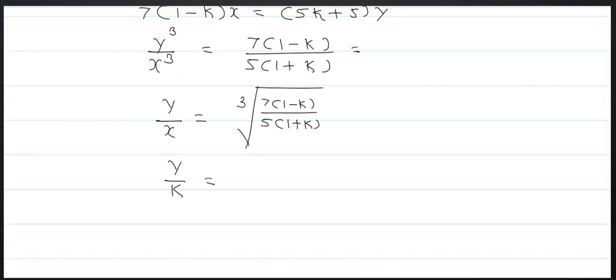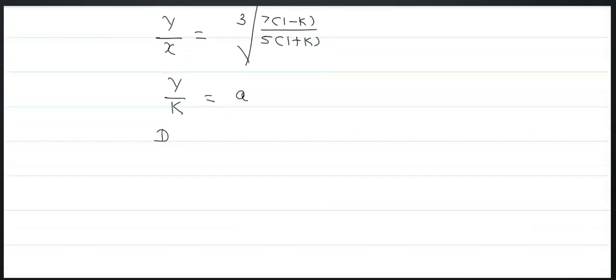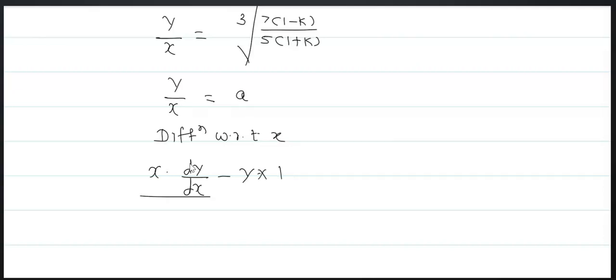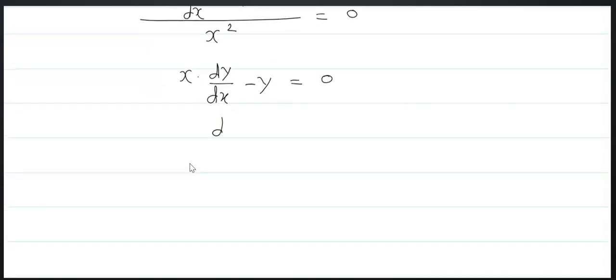Therefore, dy by dx is equal to a, which is another constant. Dy by dx, by mistake I wrote k, not k, it is x. Now differentiate this with respect to x: x into dy by dx minus y into the derivative of x, which is 1, upon x square, is equal to 0. Therefore, x into dy by dx minus y is equal to 0. Therefore, dy by dx is equal to y upon x.